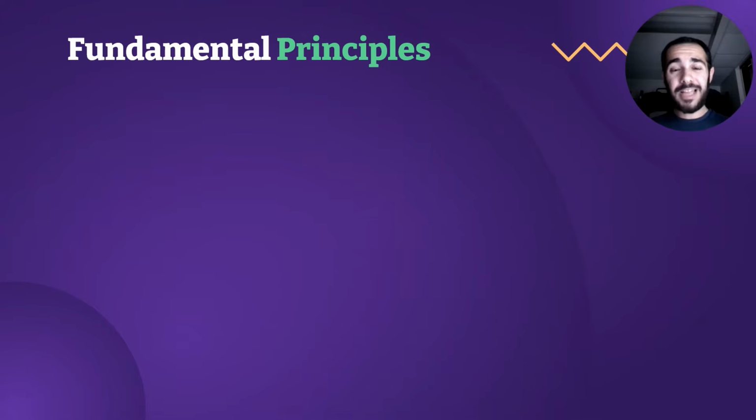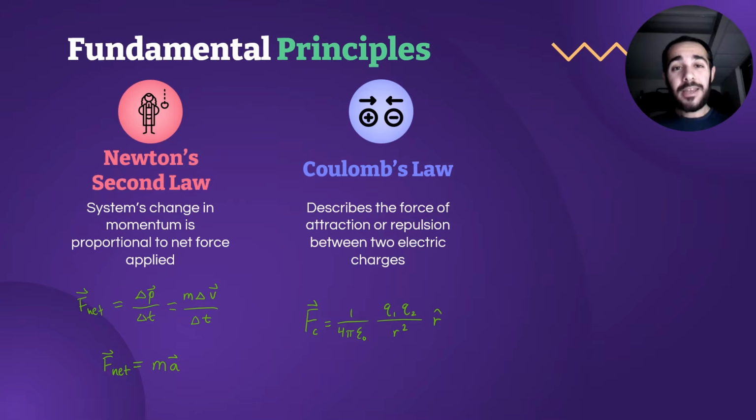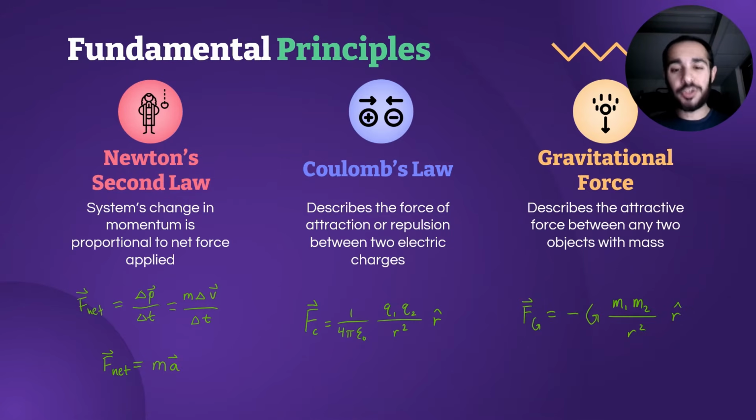Before we jump into the lab, let's talk about some fundamental physics principles we need to know. First up is our beloved Newton's second law, which states that a system's change in momentum is proportional to the net force applied to it. Or in simpler terms, force is equal to mass times acceleration. Next up is Coulomb's law, which describes the force of attraction or repulsion between two electrically charged objects. And last up is the gravitational force, which can describe the attractive force between any two objects that have a mass.